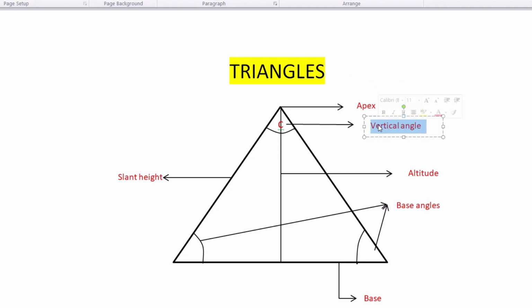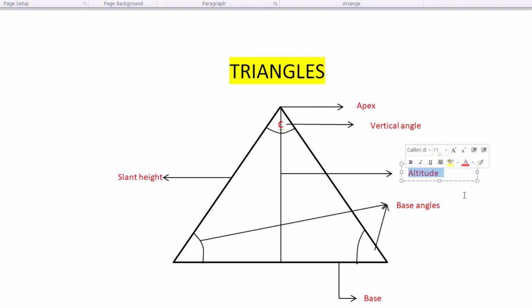The vertical angle is the angle located at the apex of the triangle. The altitude is a perpendicular line drawn from the apex to the base of the triangle. The base angles. These are the angles located at the base of the triangle. The slant height. These are the sides that meet at the vertices opposite the base angles.